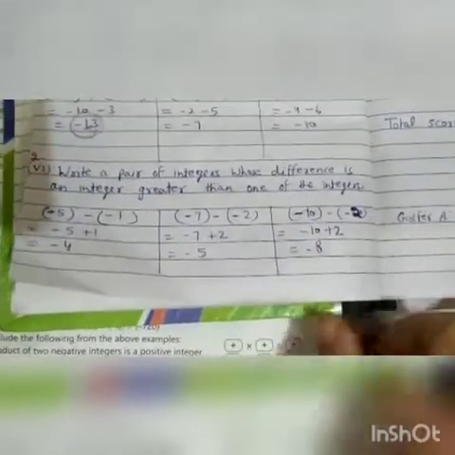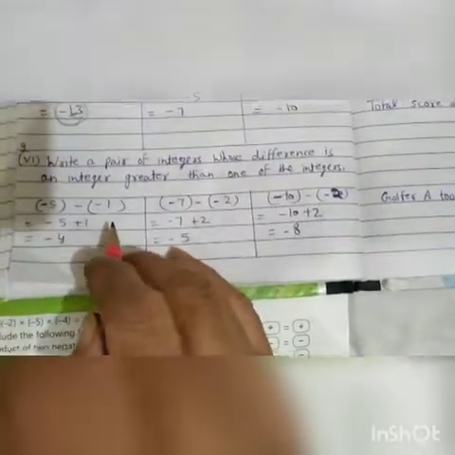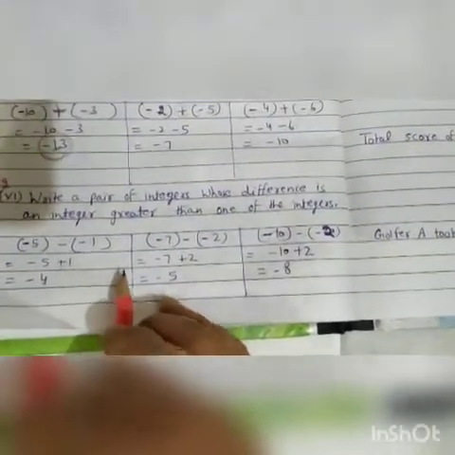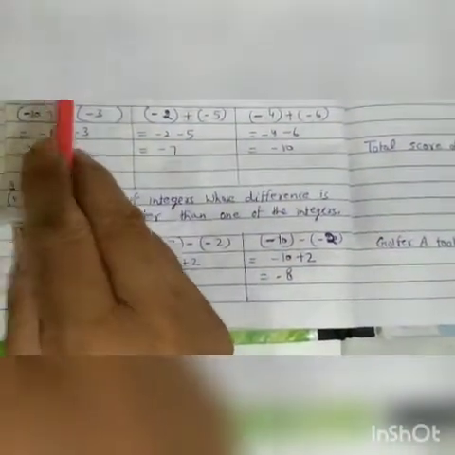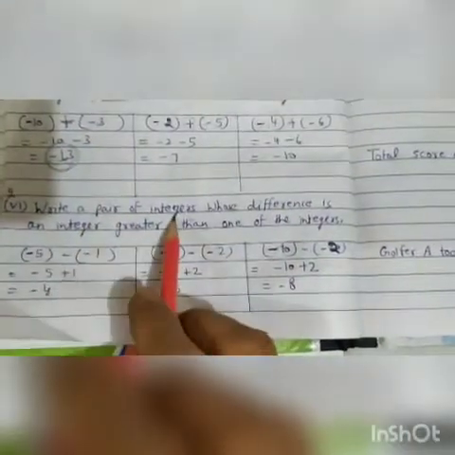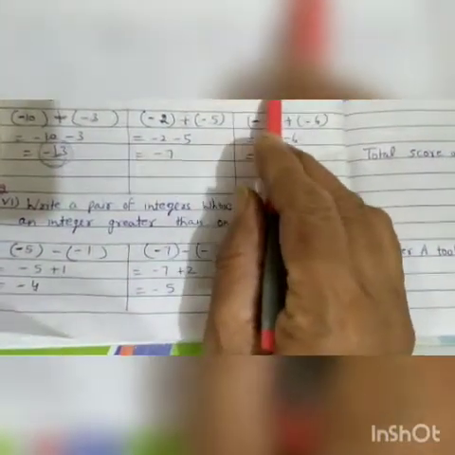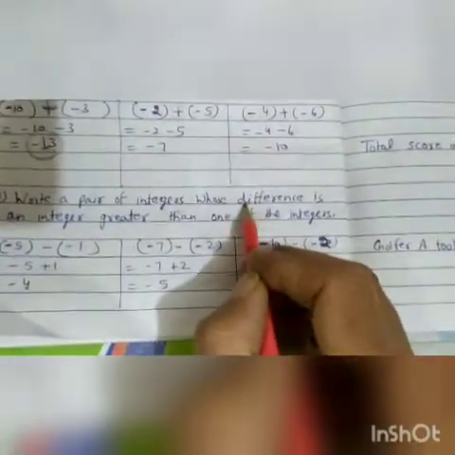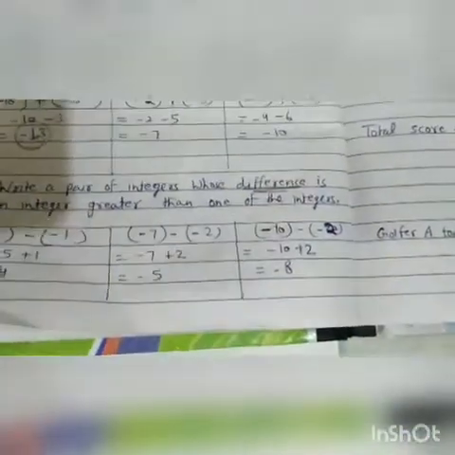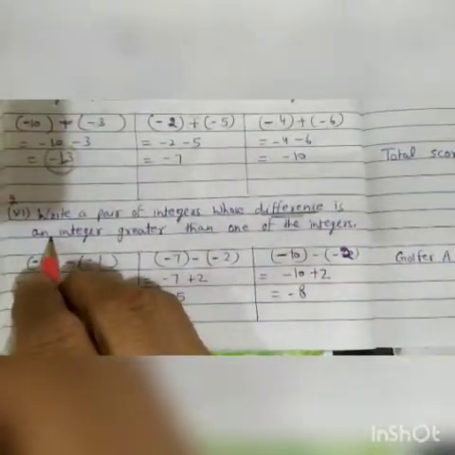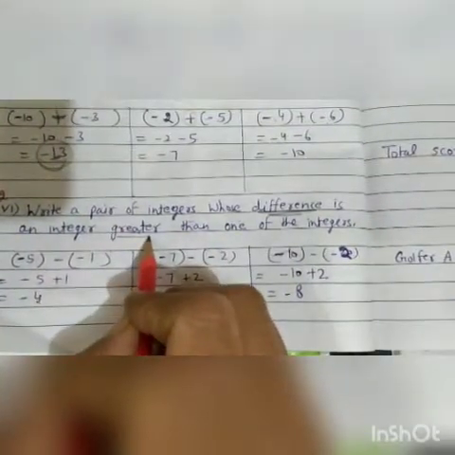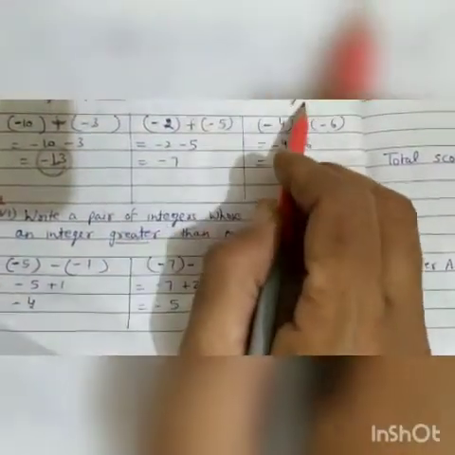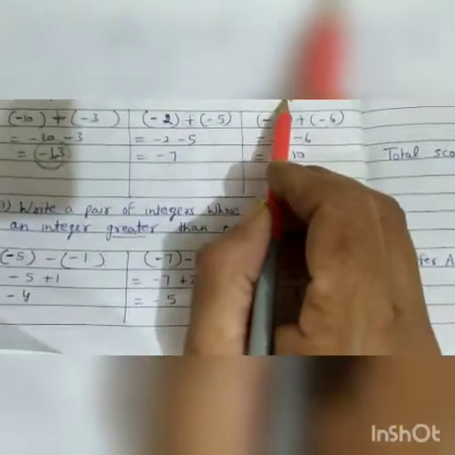Again, it is a little bit difficult, so try to understand it very carefully. What is the difference between these two questions? Write a pair of integers. Write a pair of integers. Here it is given sum. Here, whose difference? Here it is given difference. Then, is an integer greater? Here it is given smaller and here it is given greater. Then both the integers. Here it is given both the integers.